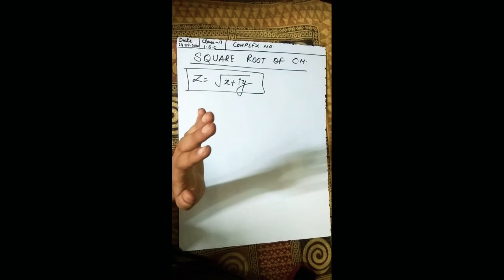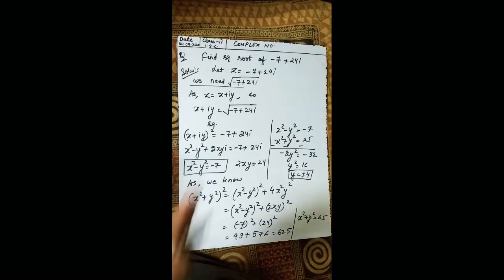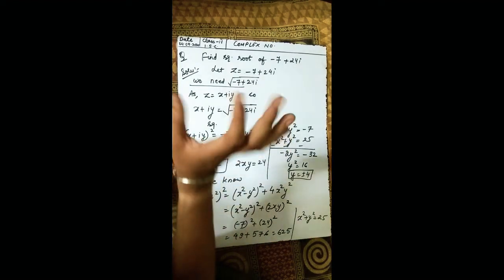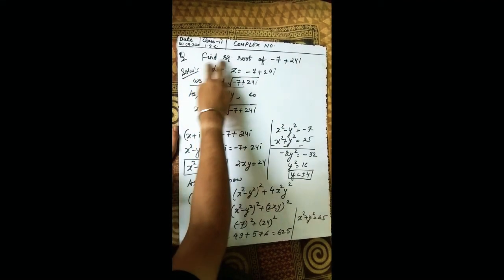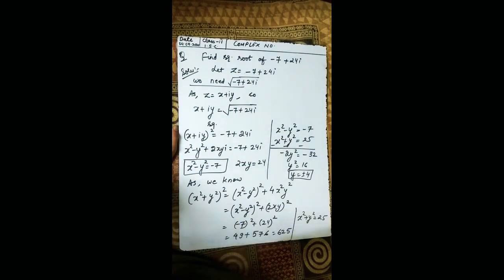Okay, so let us start. Now try to focus. If you understand the process, you will get all the questions very easily, because the exercise is very small and you can do all those 4 questions if you understand one. So the story begins from here. Find the square root of minus 7 plus 24i. This is the very first question of the exercise I am doing.